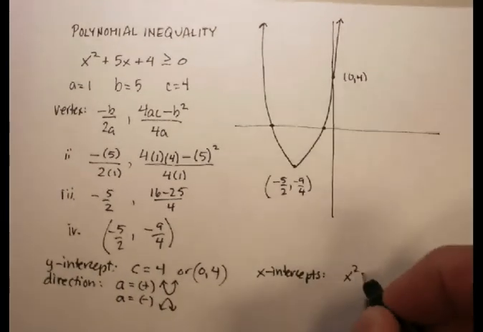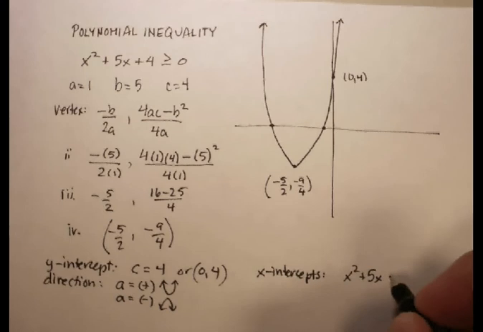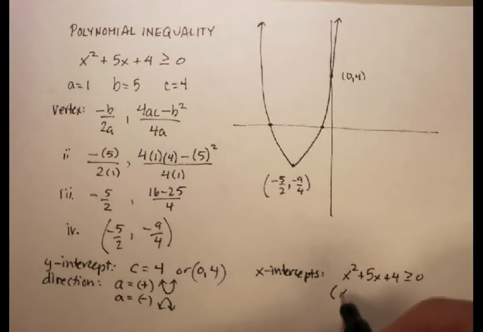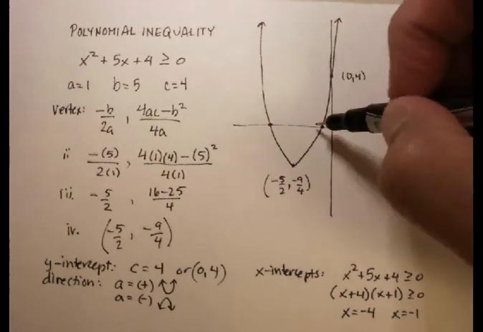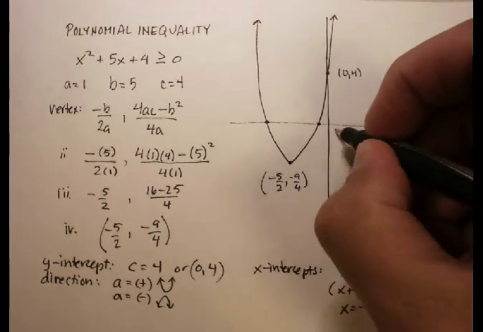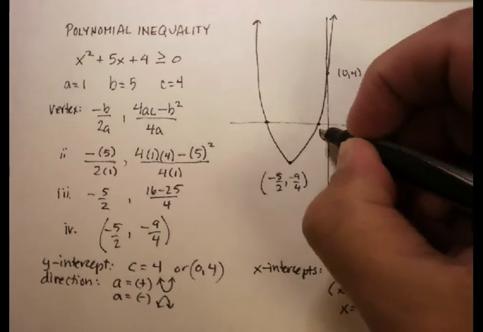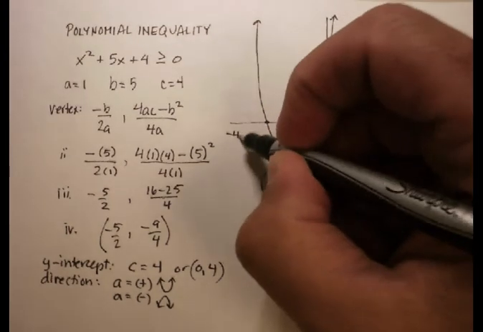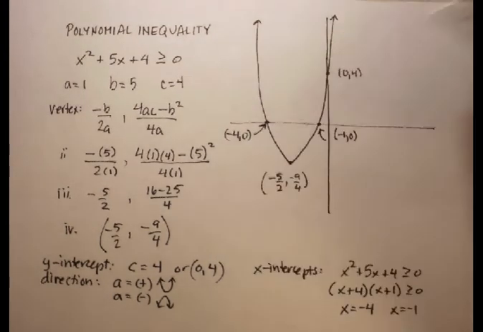I'm lucky for this particular example because x squared plus 5x plus 4 greater than or equal to 0 can be factored as (x plus 4)(x plus 1), which means that my x is equal to negative 4, or my x is equal to negative 1. And that's actually borne out by my quick sketch here, isn't it? It looked like my x is going to be negative 1, 0, and my x is going to be negative 4, 0.